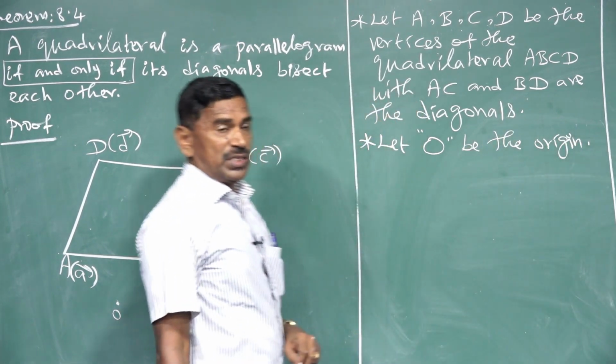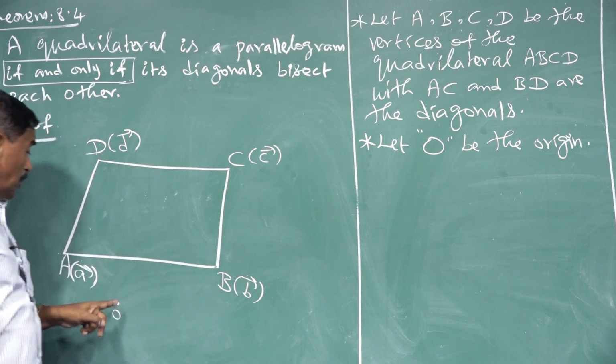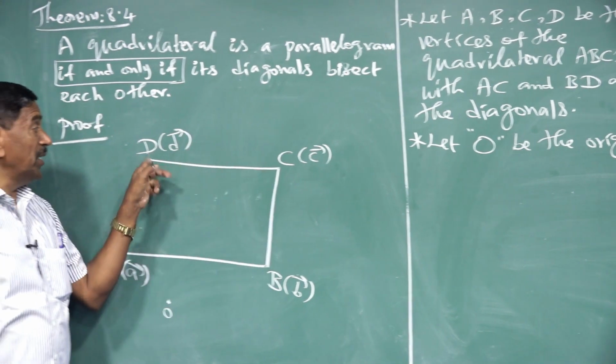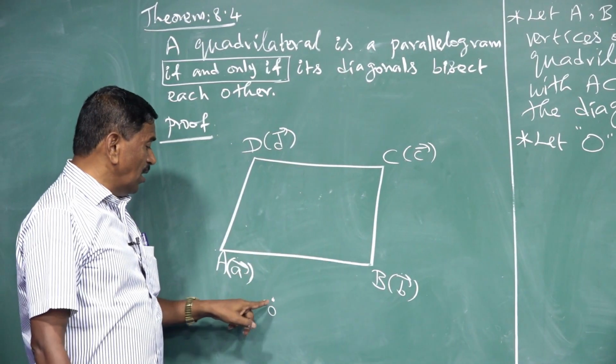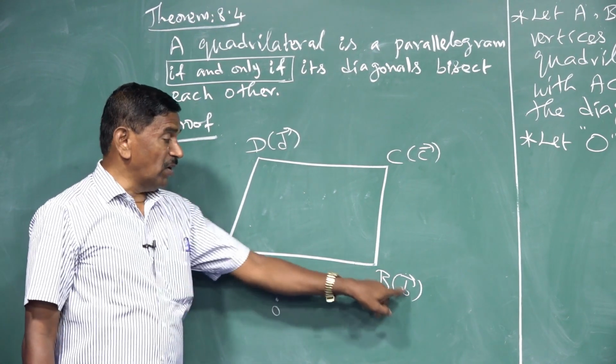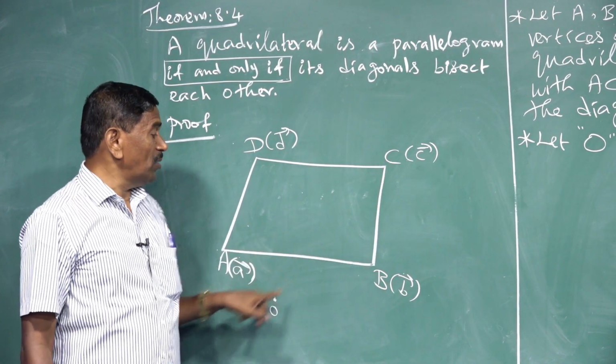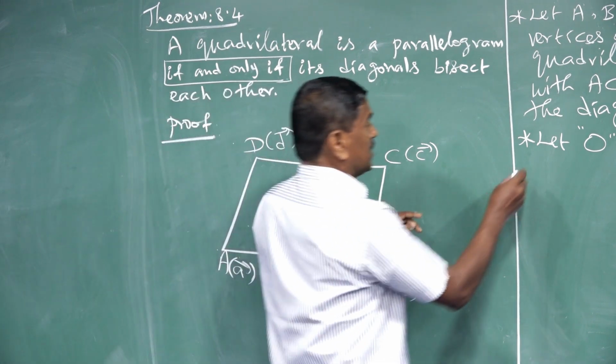Okay, let O be the origin. Now, we know that the position vectors of A, B, C, D are respectively OA vector equal to A vector, OB vector equal to B vector, OC vector equal to C vector, OD vector is equal to D vector.